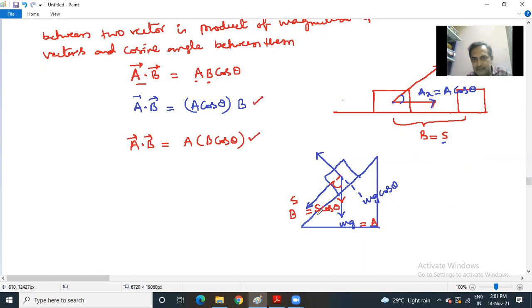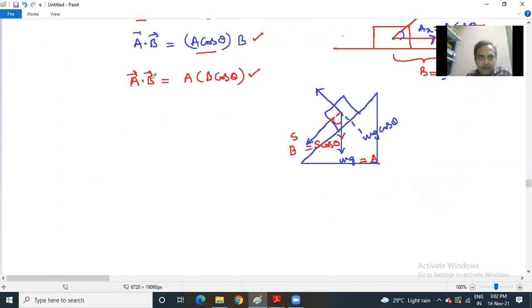In this case, s cos theta or B cos theta is the component of B in the direction of A. A question may be asked to find out A dot B, mentioning some values for A and B, with the vectors in the form of i cap, j cap, and k cap. That will come in the numerical part. Now let us talk about examples.